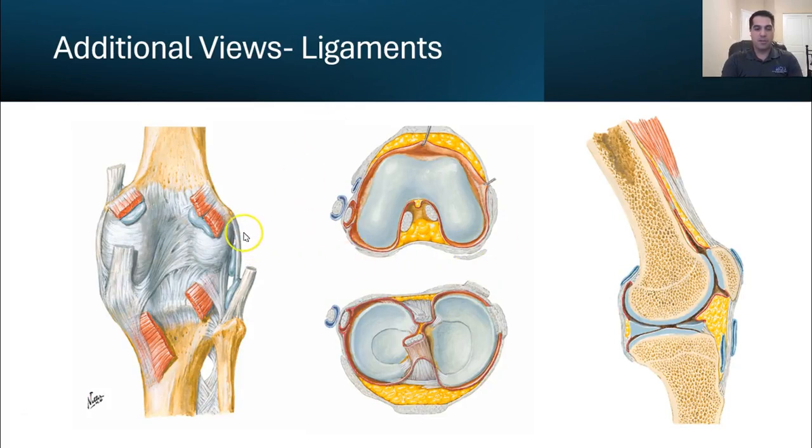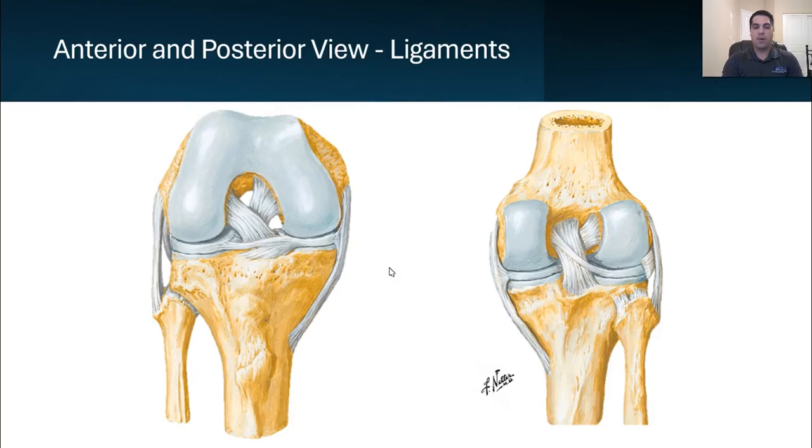This is a good representation of that LCL. It's kind of band-like, and then obviously we have those structures from a top-down view here. And we'll come back to that in just a second. But let's orient ourselves. So we have the MCL, medial collateral ligament, LCL, lateral collateral ligament.